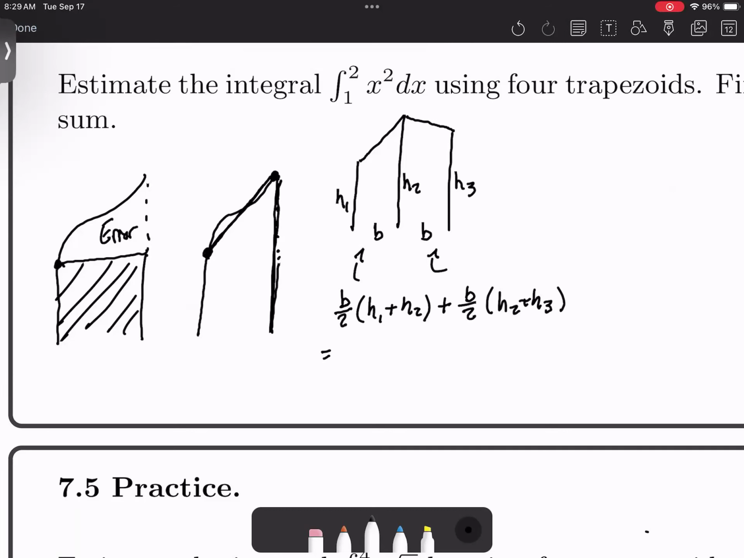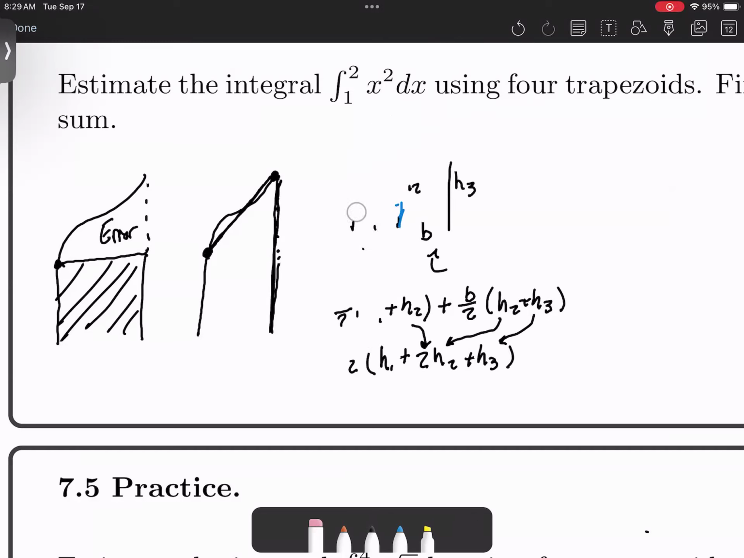So both of them have a common base, so we can pull that out, as well as the division by 2. And we're left with this h1 right there, and h2, but then we also have this h2, so we've got two of those, right? This height right there is shared between those two trapezoids, so it gets counted twice. And h3 only occurs once. So any interior height in your trapezoid approximation has a coefficient of 2. Now, with all this in mind, let's go through this rule.